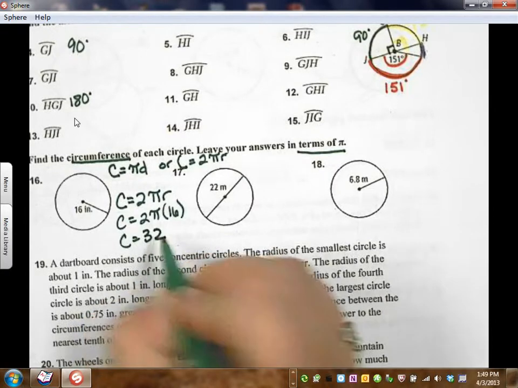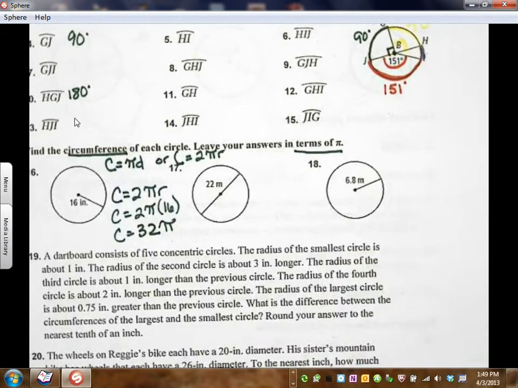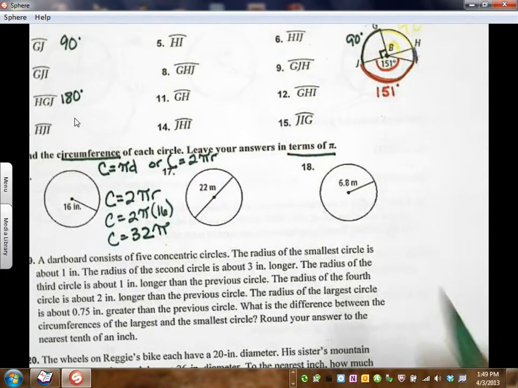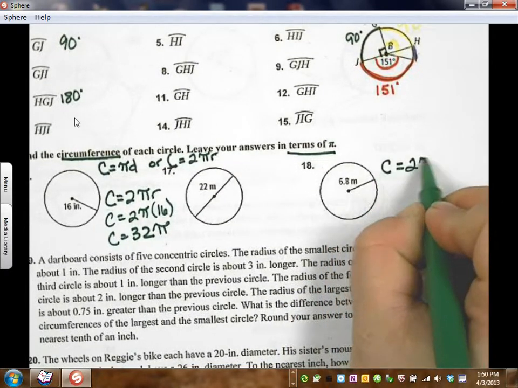And if I want the answer left in terms of pi, I just write pi there, because pi is an irrational number. It goes on forever and ever. We don't want to multiply it through, else we have to round, which means we get a little bit of error. Over here, circumference is going to equal 2 pi r again.